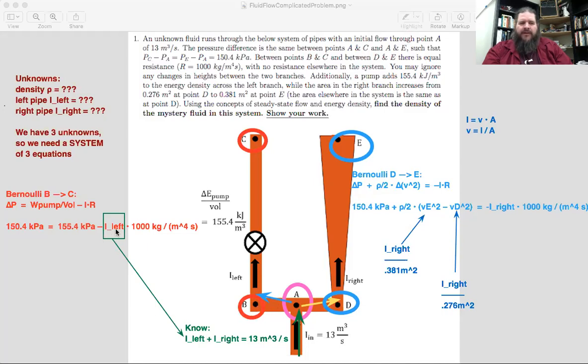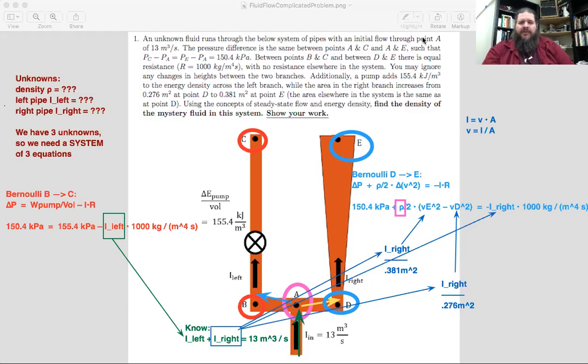Once you find the left current, you can plug that into the junction rule, solve for the right current, and plug that in everywhere you see I right, here, here, and also here. And at that point, once you've filled all that in, the only unknown left will be density. And again, be very careful to actually keep track of units in all this. But that should be enough information to solve for density as the final unknown.